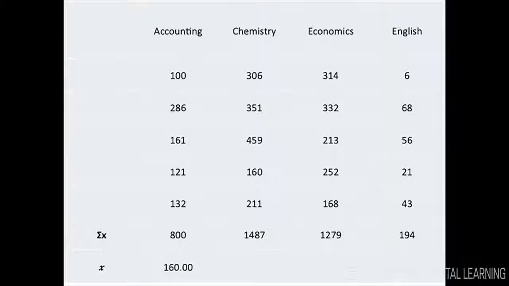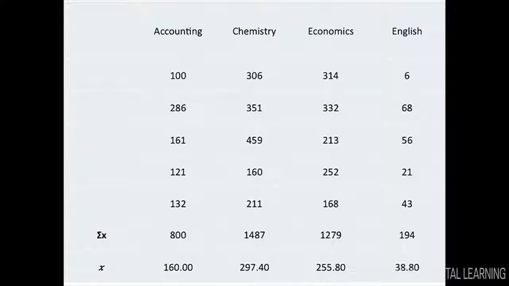For accounting, 800 divided by 5 is 160. 1,487 divided by 5 is 297.40. 1,279 for economics divided by 5 is 255.80. And for English, when we divide 194 by 5, we'll get 38.80. Okay, so now we've calculated the mean and we have one number that we can carry around in our head.